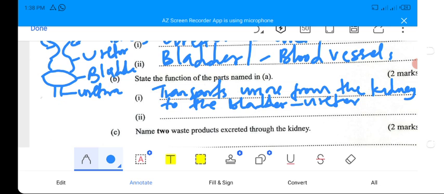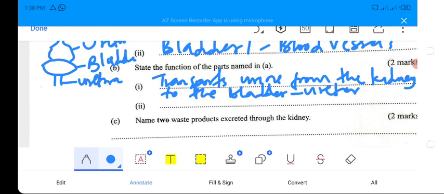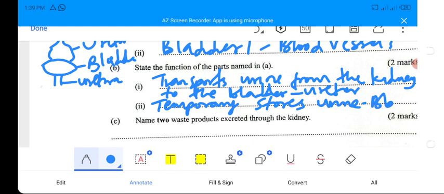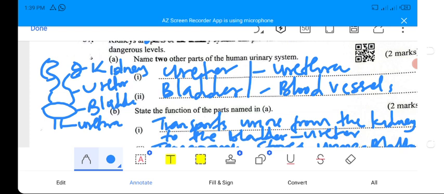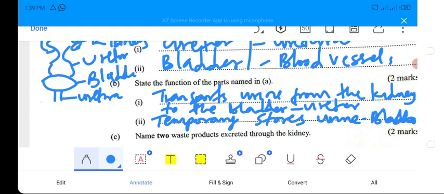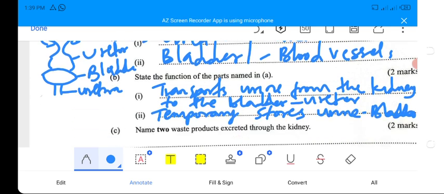I'm assuming your answers are the ureter and the bladder. The bladder temporarily stores urine. So that's the function of the bladder. Other answers: the urethra allows urine to get outside of the body. Then blood vessels, of course, their main function is to bring blood to the kidney for purification and to remove the purified blood from the kidney to other parts of the body. The blood vessels are two. We have the renal vein and the renal artery.